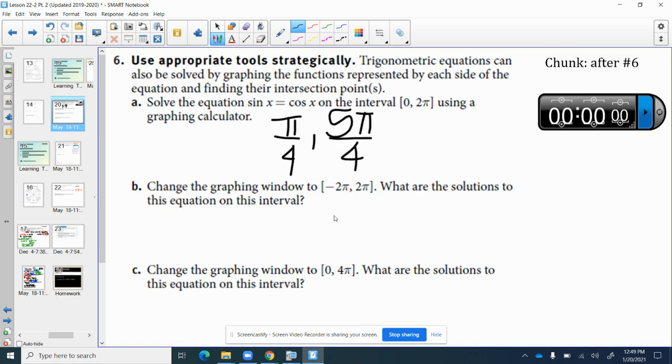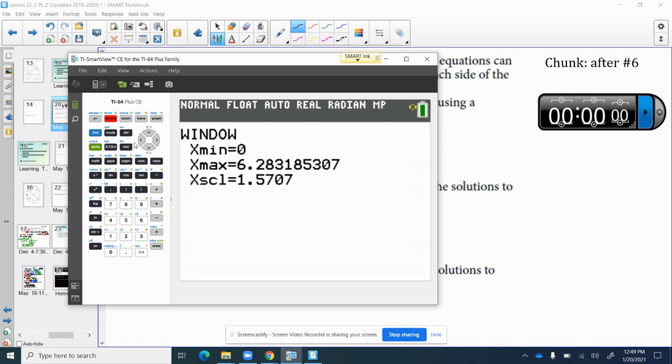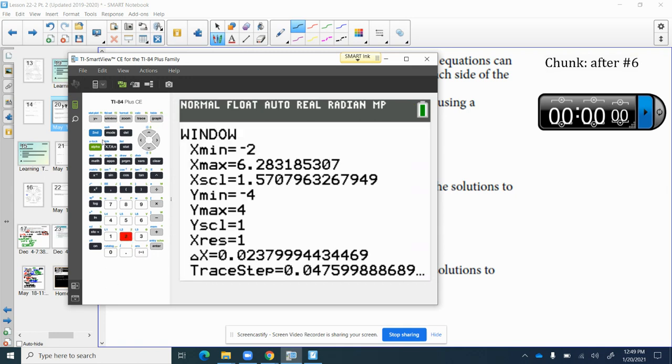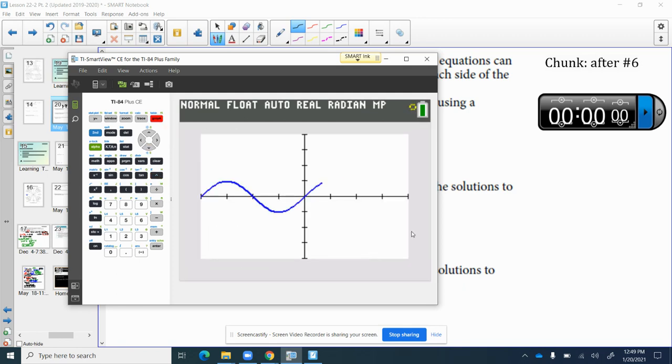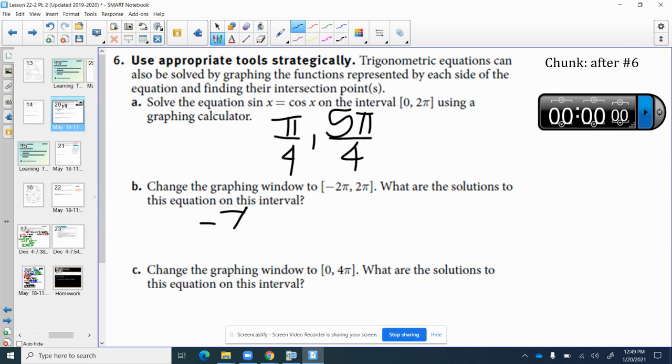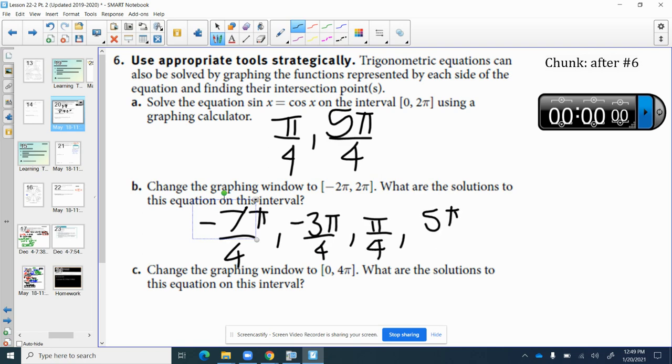Now, if we changed our window, however, to be from -2 pi to 2 pi, what we're going to see on this graph is that we have 4 solutions, right? We still have pi over 4 and 5 pi over 4, but since we expanded this a little bit to the left, we also have -3 pi over 4 and -7 pi over 4 as solutions as well. So we have -7 pi over 4, -3 pi over 4, and then we still had pi over 4 and 5 pi over 4.